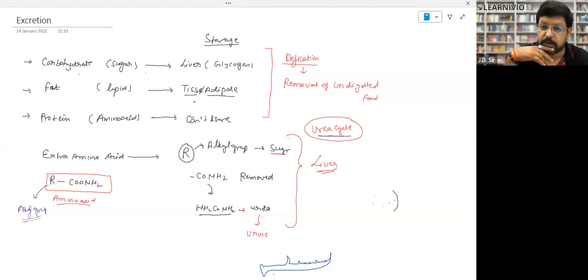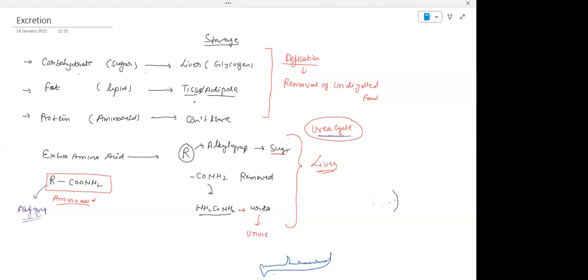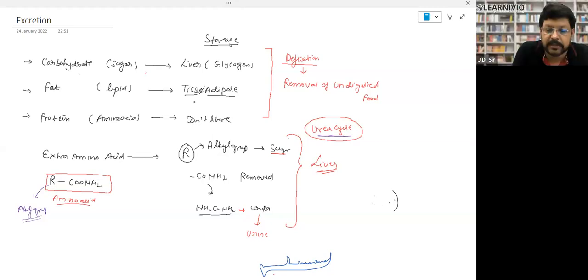Did you get this point or not? Mhm. Got it? Rabia, is it clear? Yes, sir. So what is excretion? Tell me, both of you. What exactly is excretion?